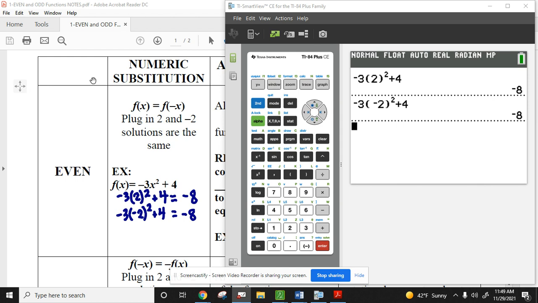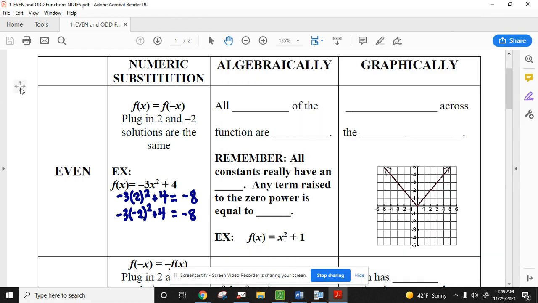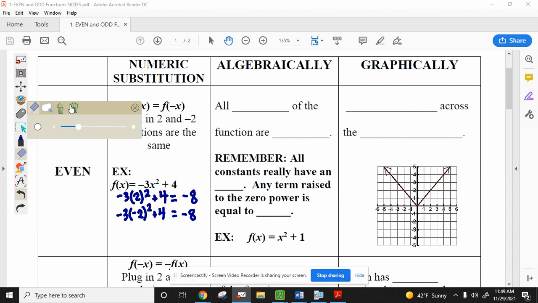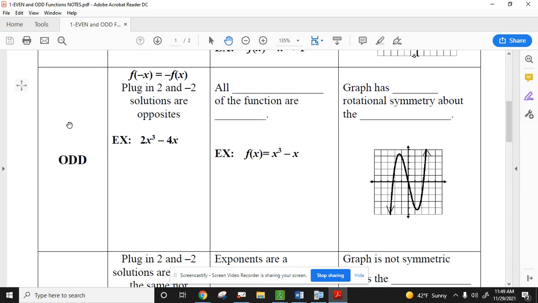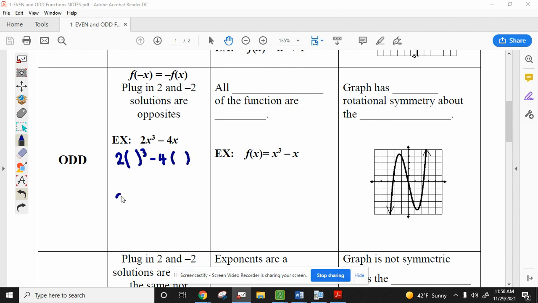Now let's look at what this would mean for an odd function. We're going to do the same kind of process for odd functions. We're still going to plug in opposite numbers. We're just going to choose 2 and negative 2. For odd functions, your solutions are going to be opposites. So we're going to say 2x to the third minus 4x. And we're going to plug in 2 here, and negative 2 here.